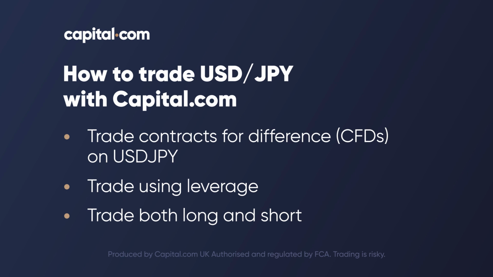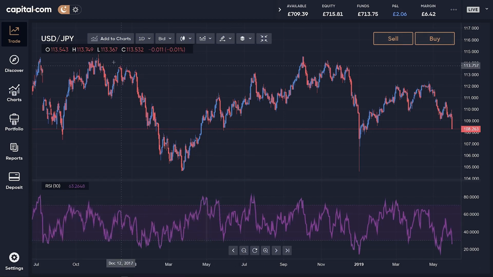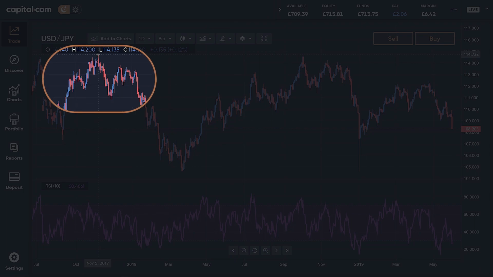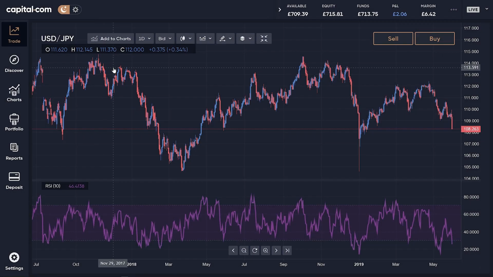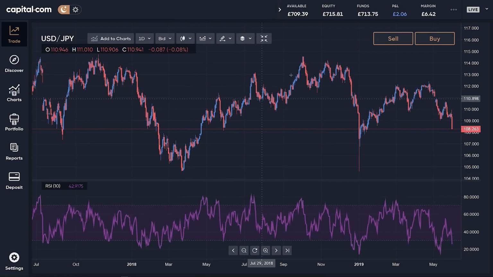Let's take a look at some of the typical volatility for dollar yen and see why it is such a popular foreign exchange pair. So here's the chart for dollar yen. This is going back about 18 months just to look at the bigger picture. The market traded as high as about 115 in November 2017. Then about 5 months later had dropped down towards 105. Big swing back up again. And again, you can see plenty of swings there.